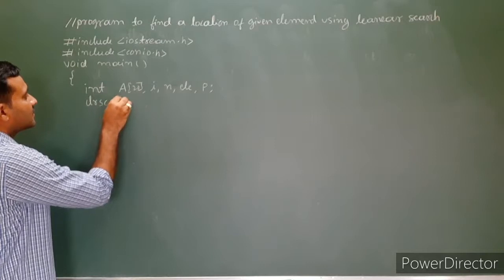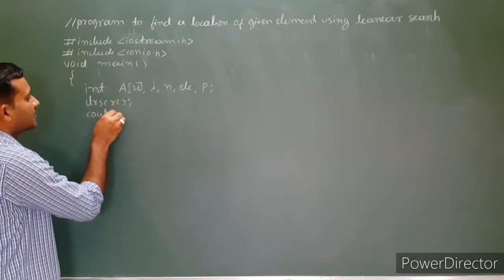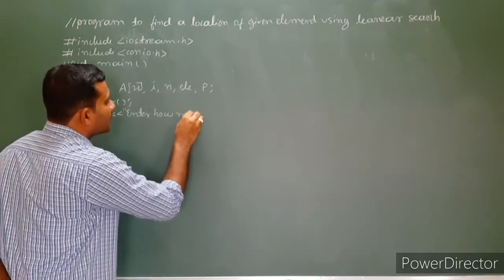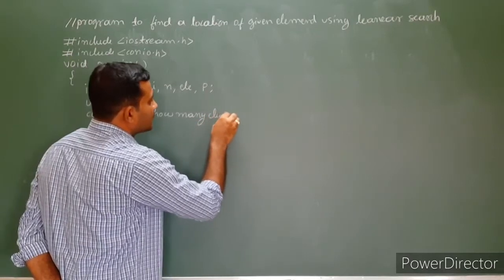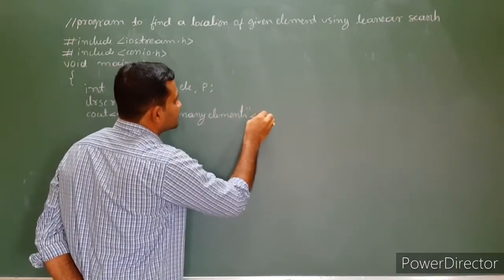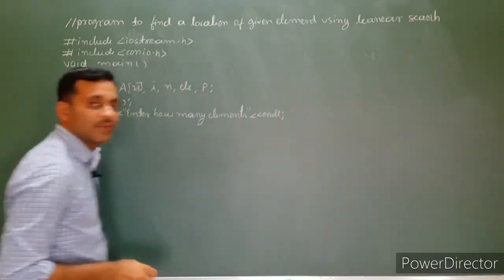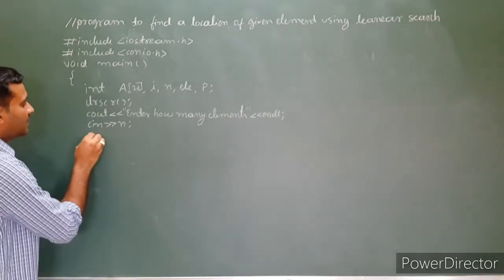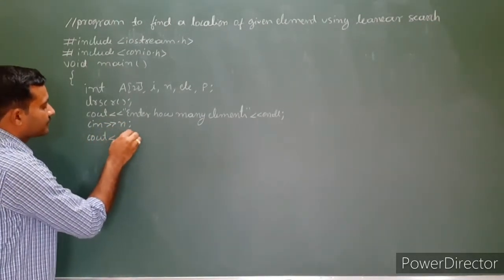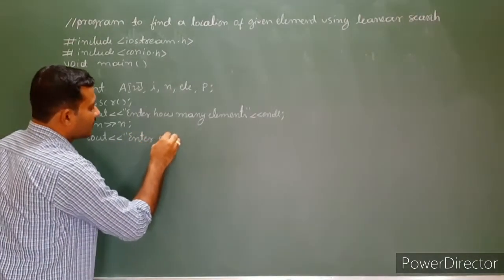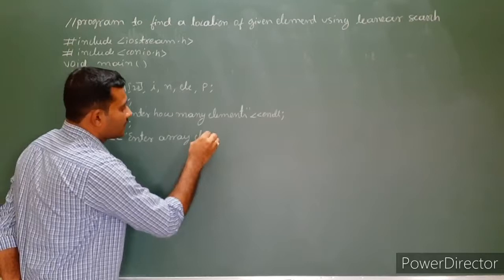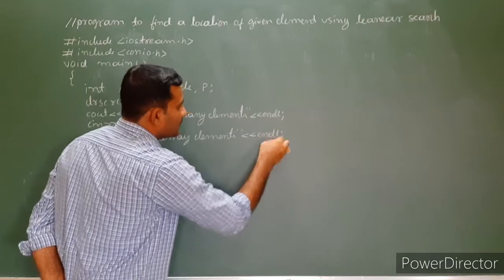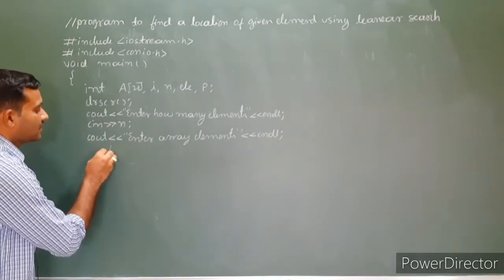clrscr, cout, enter how many elements. Cin extraction n. After that, read the array elements. Cout, enter array elements. So array elements, how to read?